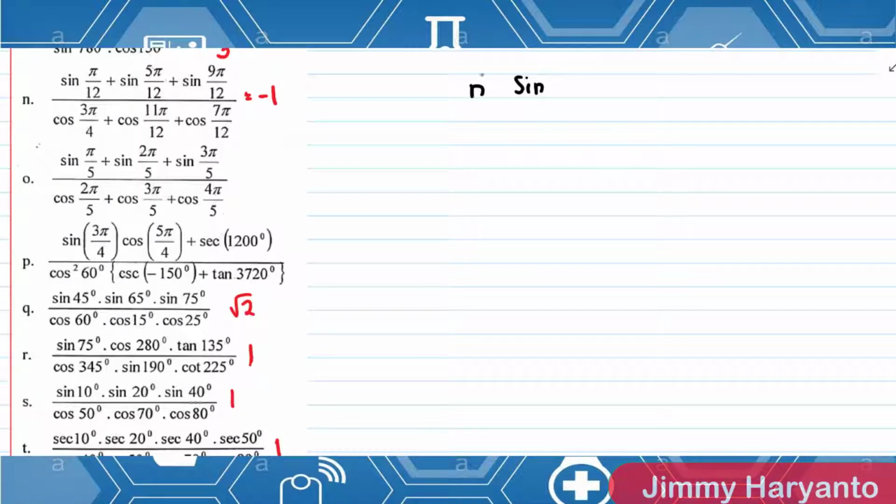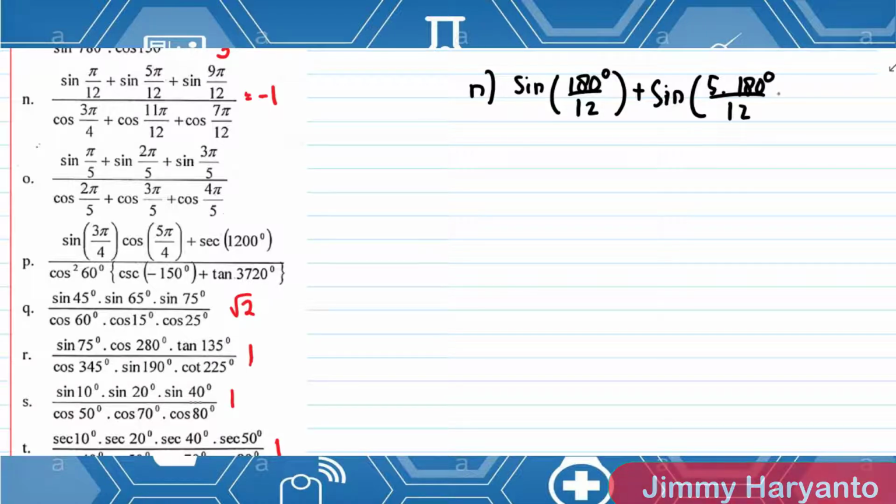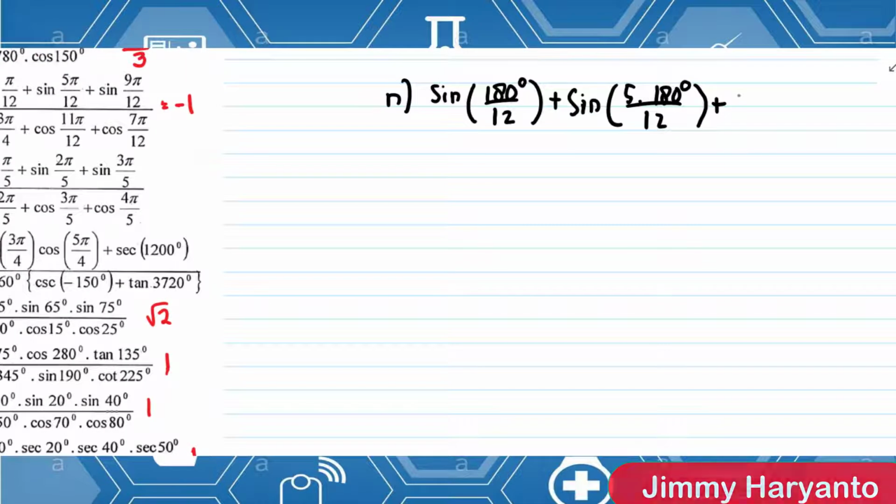So for number n, we are not familiar with pi, so we have to change the pi into the angle. We know that pi is 180 degrees, so this one will be 180 degree over 12, and then plus sine 5 pi, 5 times 180 degree over 12, and then plus again sine 9 pi, 9 times 180 degree over 12.